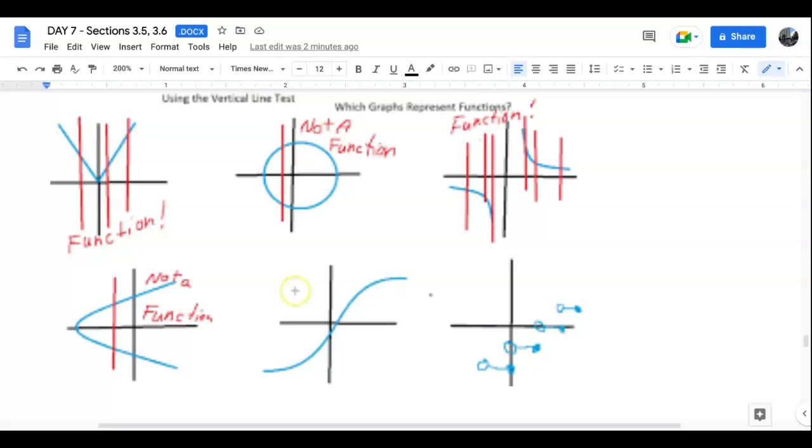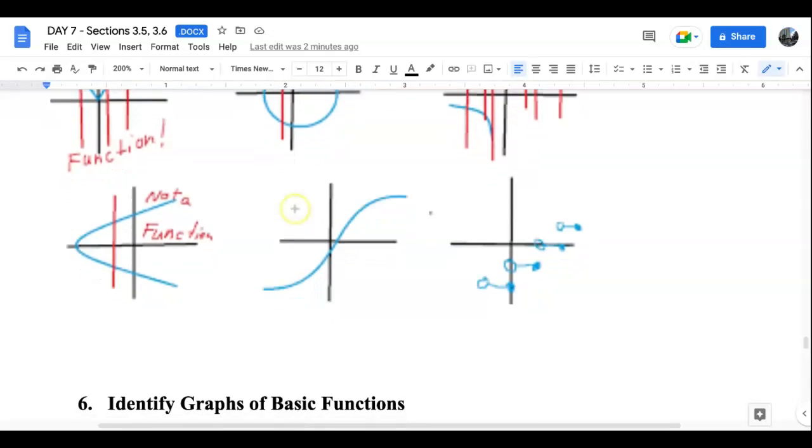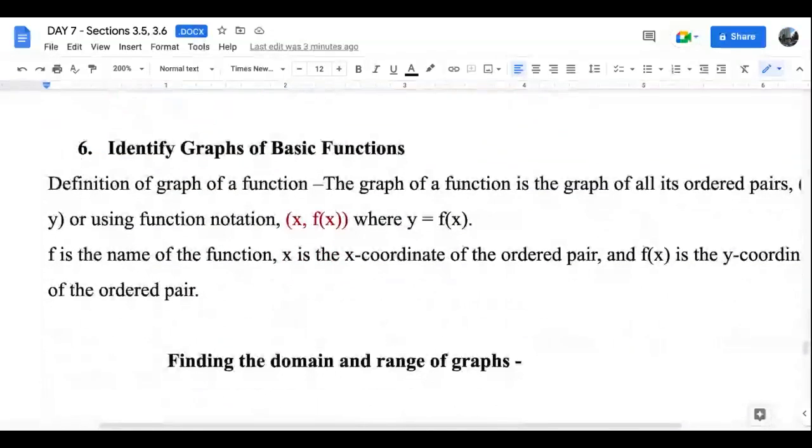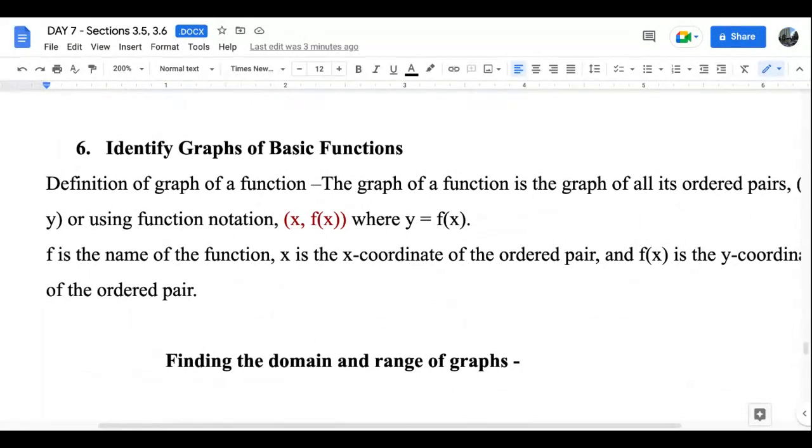Any questions? Okay, so this is called the vertical line test, if we are given a graph, to decide if the graph makes a function. Okay, so we want to be able to identify some basic functions.